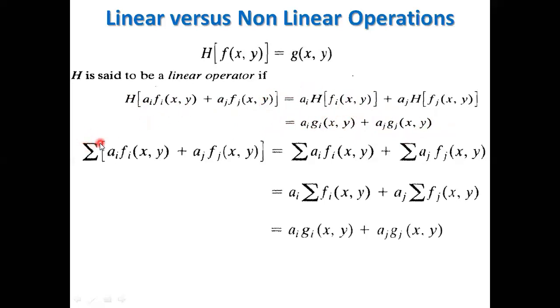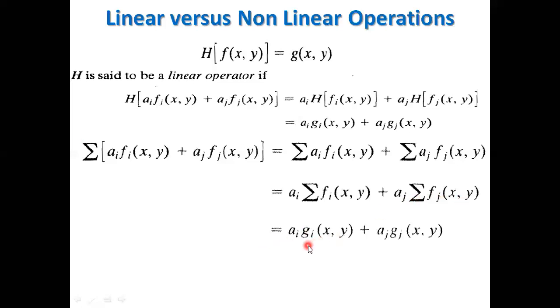Okay, if you are taking the summation as the linear operator, then this will become summation of ai fi of x comma y plus summation of aj fj of x comma y. Here ai and aj are scalars, that means coefficients. So ai is taken out: ai summation fi of x comma y plus aj summation of fj of x comma y.